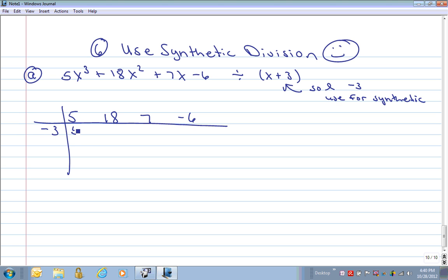All right, we bring down our 5. And then negative 3 times 5 is negative 15. Negative 15 plus 18 would be positive 3. Negative 3 times positive 3 is negative 9. Negative 9 and positive 7 would be a negative 2. Negative 2 times negative 3 is a positive 6. A positive 6 and a negative 6 would be 0. Whew, we found a 0 right off the bat.